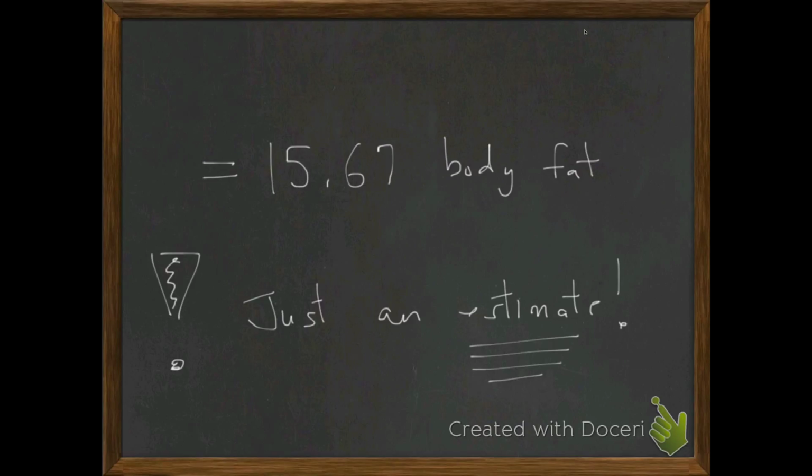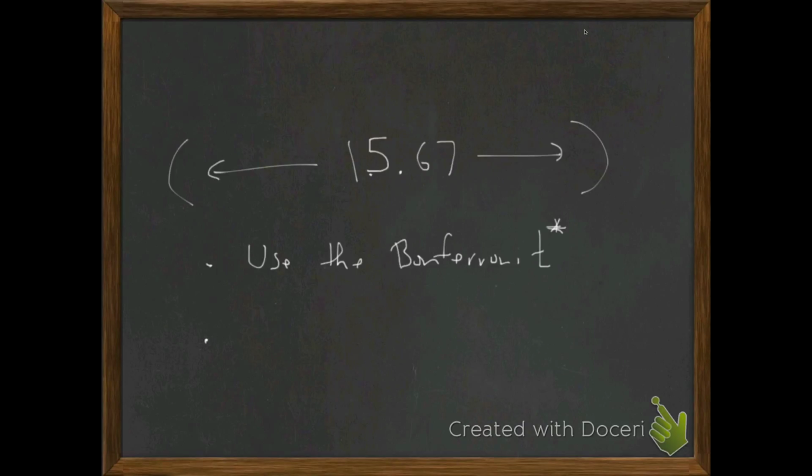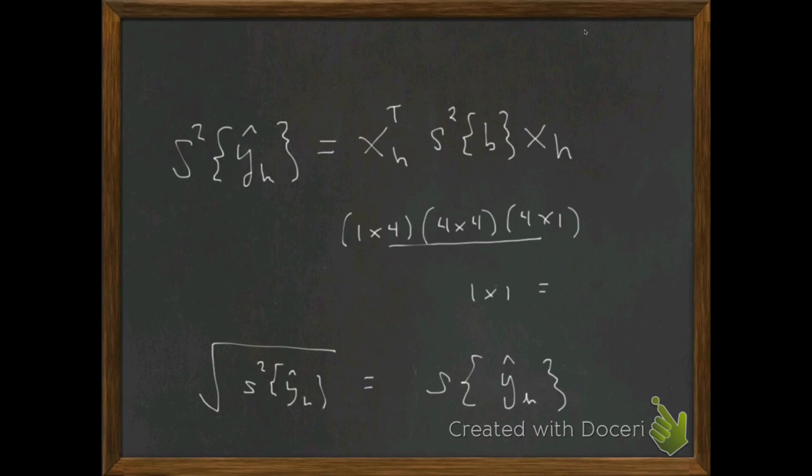But guys, this is just an estimate. And we should know by now that if we have just an estimate to generalize to the population, we need a confidence interval. I'm going to use the same Bonferroni T but the calculation for the standard error is a little bit different. So the standard error squared, we take the x sub h transpose times the variance covariance matrix times x sub h. And notice below each of those I've given you the size. So we have a 1 by 4, a 4 by 4, and a 4 by 1, which clearly says we're going to get a 1 by 1.